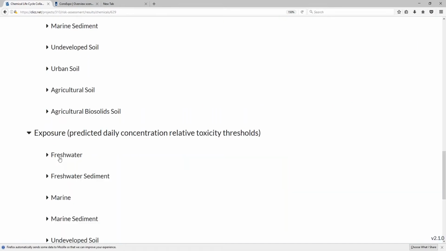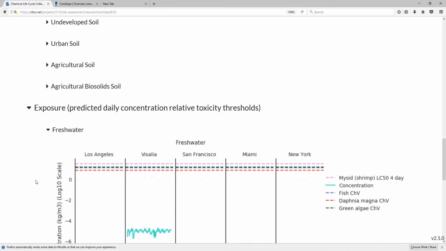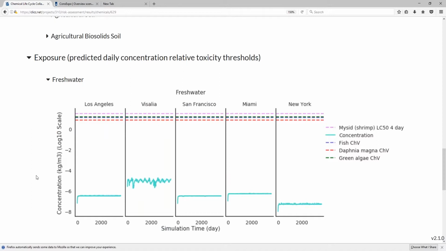And then the exposure, so we can get an idea of what the exposure concentrations would be. Everything is below these thresholds. These are the toxicity thresholds for these organisms here. Everything is below by several orders of magnitude. So for this compound, which is methylparaben, we basically would not expect to see much. What we do see is that for some of the concentrations there's not a lot of variability, and in others there's a bit more variability. It depends on the size of the different compartments.